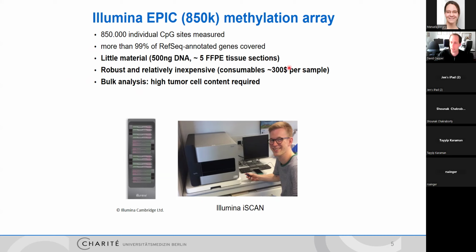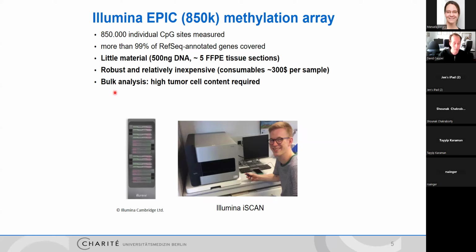Of course, it's still quite a bit of money, but compared to many other things that we are using, it's relatively inexpensive. But it has one big disadvantage. It is a bulk analysis, meaning that you really need high tumor cell content for this analysis, because every cell you have in your sample, meaning tumor cells, inflammatory cells, all other cell types here, they all add to the global profile, and it can be quite complex to then actually identify what was the tumor profile, what was the tumor cells, what is the contribution to this profile by inflammatory cells, etc.